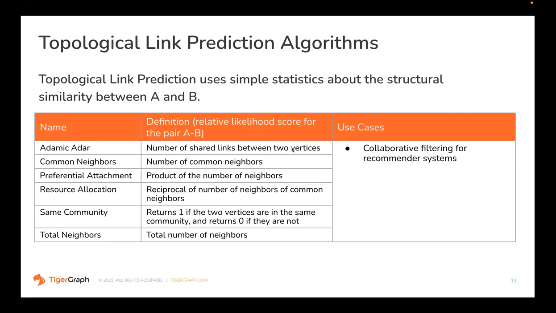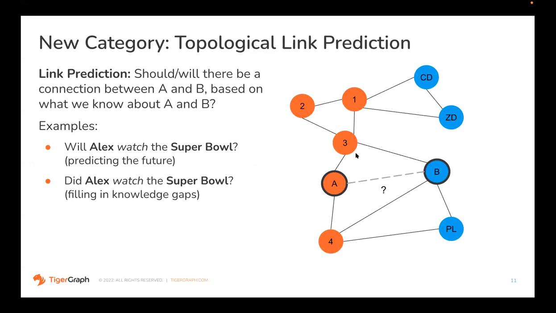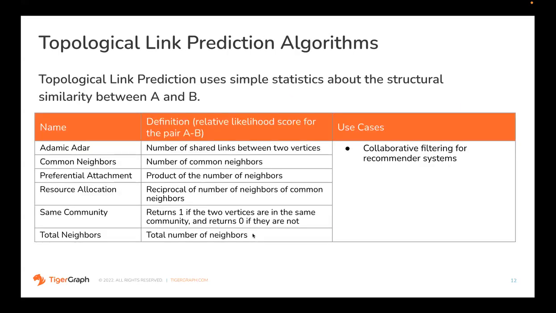Shared links, that means they have a connection between them. Or how many common neighbors? Like if we go back here, vertex 3 is a common neighbor of A and B. So is 4, also a common neighbor. And there are different ways that you could work with those numbers. So here we count the number of neighbors, but here we take a product of them. So there are different ways of numerically dealing with them. But you see in all the cases, we're basically counting the neighbors and the neighbors that are in common. And then there are different ways of dealing with those numbers.